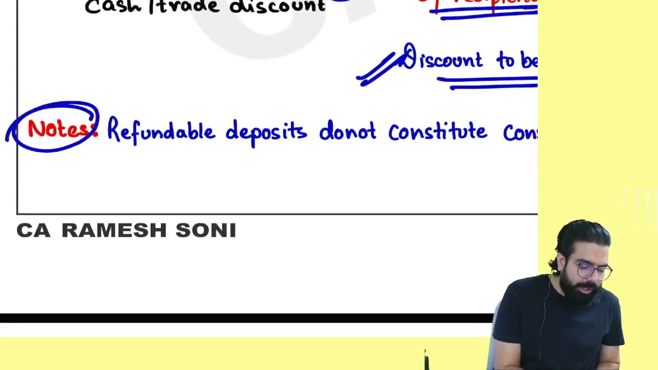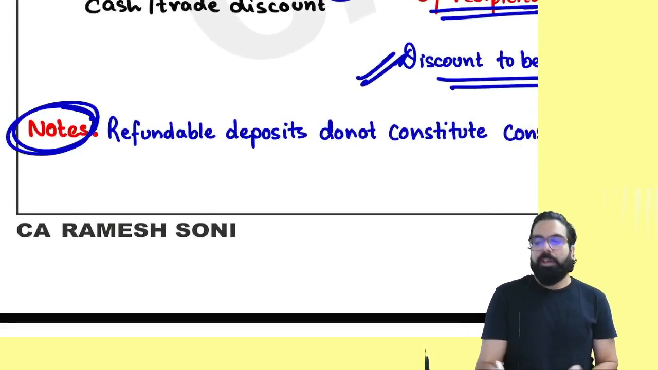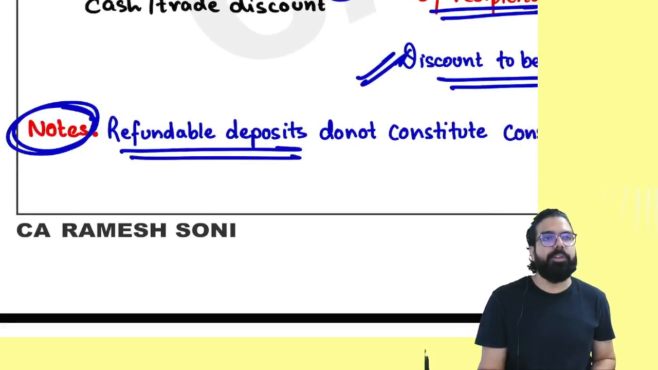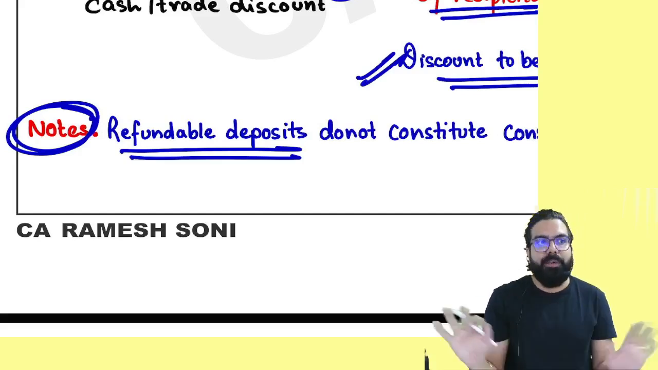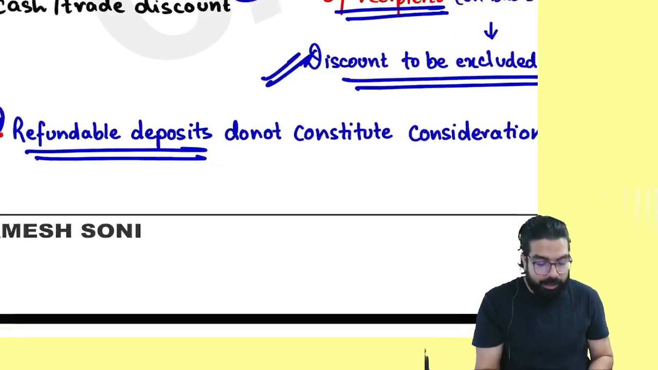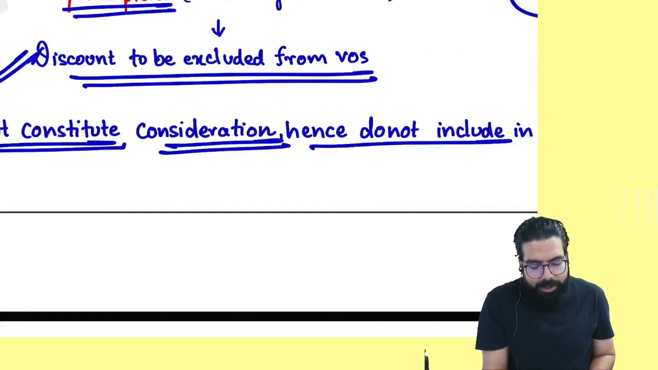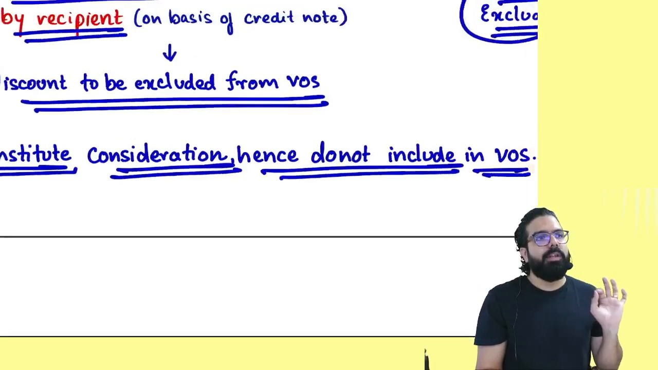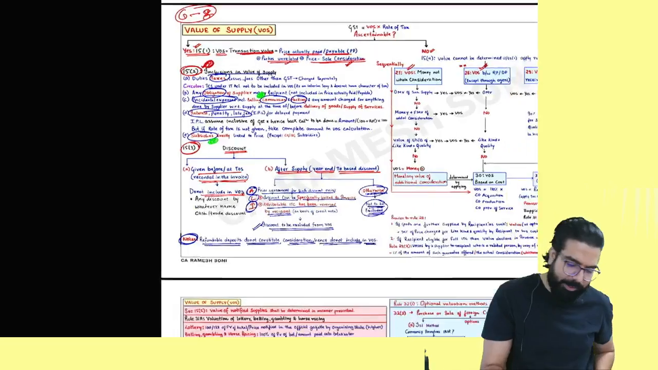Everyone over here, please come back. One thing I want to tell you, always remember this point, everyone. If ever you give anyone a refundable deposit, it will come back. Refundable deposits are never consideration. Remember, they do not constitute what? Consideration, and hence do not include it in your value of supply. Refundable deposits are never to be included in your value of supply.